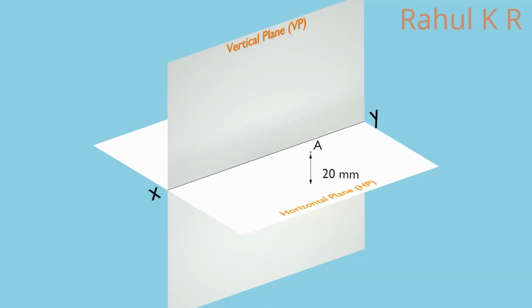In this question, end A is 20 mm above HP. The position of end B is not given. So there are two possible solutions for this problem. We can assume endpoint B is either above HP or it can be below the HP. Let's first assume the endpoint B is above HP.